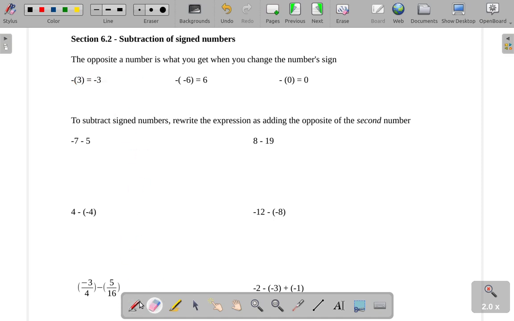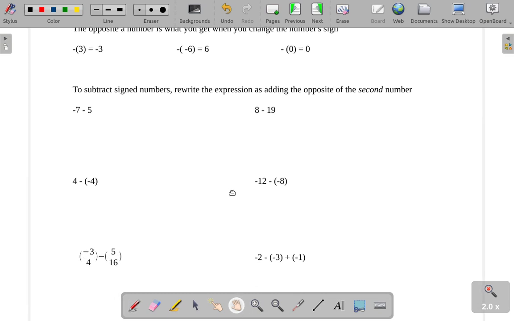All right. You can have the opposite of negative 6, which is saying change the sign of your negative 6. It was a negative number, so it becomes a positive number. This one says change the sign of your 0. Well, the opposite of 0 is just 0, so there is no real changing the sign of that number.